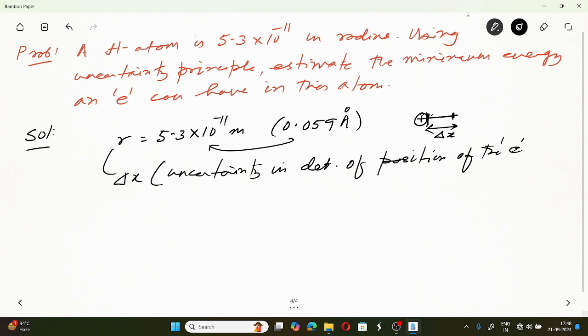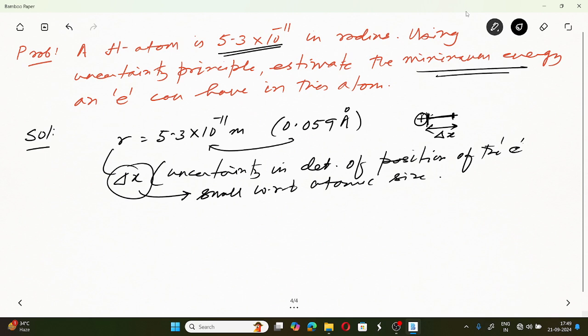Now the question is whether this uncertainty is high or low. The answer is it is extremely low. This value is extremely low because this is the first Bohr radius and the atom is much larger than the first Bohr radius. So the uncertainty in the determination of position is small with respect to atomic size. Okay? So you are provided with this value and you are asked to find out the minimum energy an electron can possess.